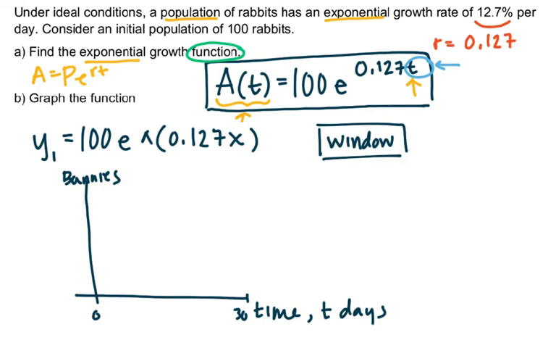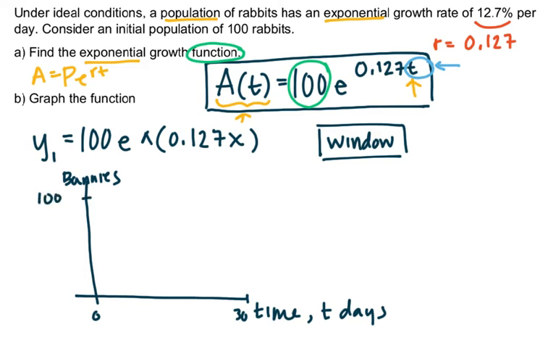And then my bunnies, how many bunnies do we start with? We start with 100. So that means it's growing, right? So we're going to have to see up above 100. So playing with your window and looking at the graph, you're going to need to choose a y max, that highest y value, to be something bigger than 100. And there are a lot of values. You could pick 1,000. Okay?